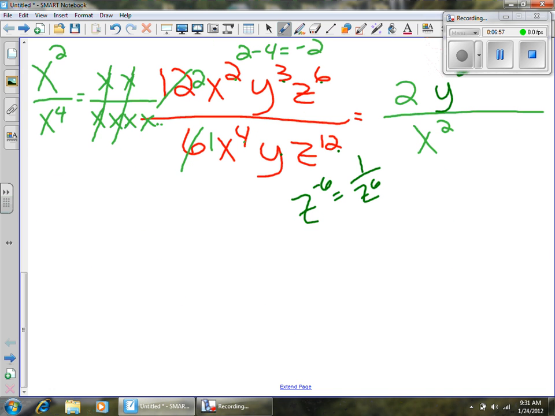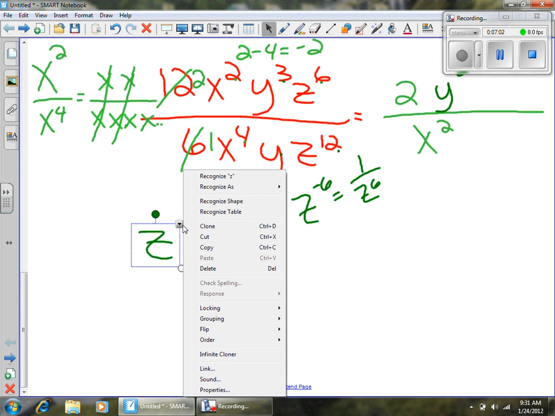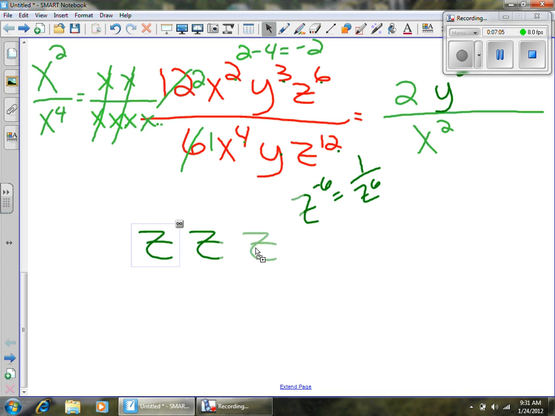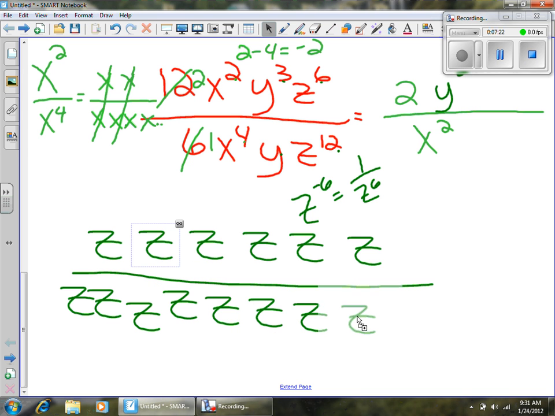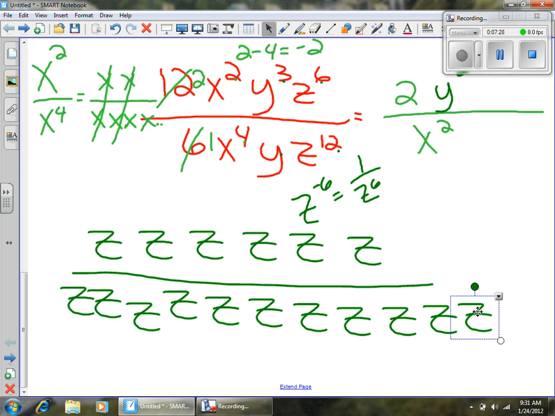If you want to know why it becomes a positive sign, again, z, and I'm getting tired of writing this so many times, so I'm going to use the power of the infinite cloner. 3, 4, 5, 6. That's what my numerator looks like. And then my denominator looks like 1, 2, 3, 4, 5, 6, 7, 8, 9, 10, 11, 12 z's. All right, 12 z's. Okay, and then I'm going to do some canceling. I can cancel 1 z in the numerator with 1 z in the denominator.